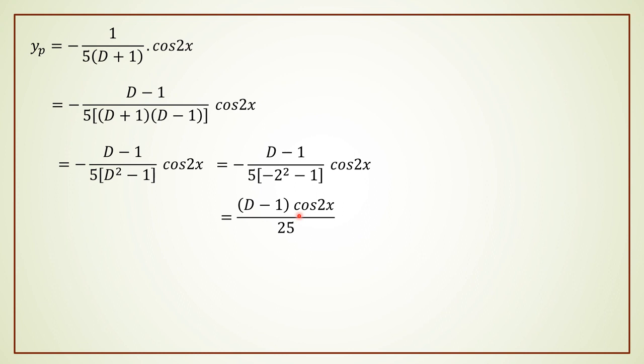So D minus 1 acting on cos 2x. What is the differentiation of cos 2x? Differentiation of cos 2x is minus sin 2x into 2, and minus 1 into cos 2x is minus cos 2x, all divided by 25.